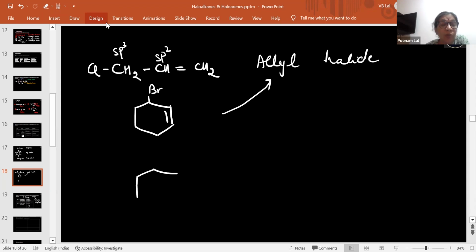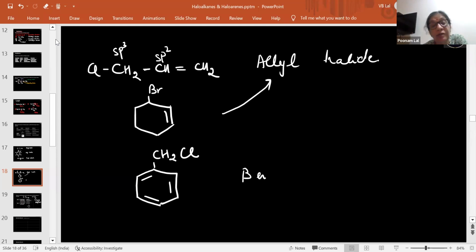Then there is also one more type. When on the benzene ring there is a carbon atom attached, can you tell me the name of this compound? This is toluene. And on toluene, if I take the carbon side chain and put the halogen here, so it has a benzene ring, but the halogen is not attached to the benzene ring, but to the carbon side chain, then it is benzyl halide. This is benzyl chloride.